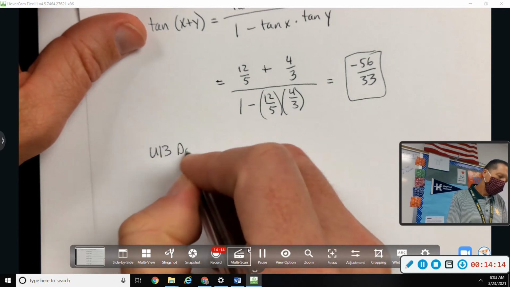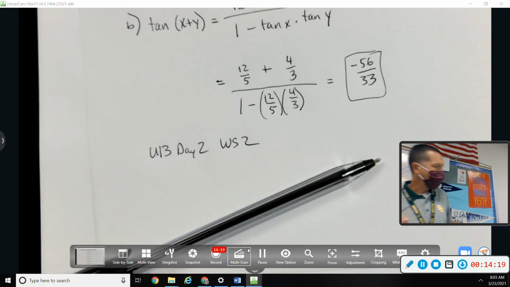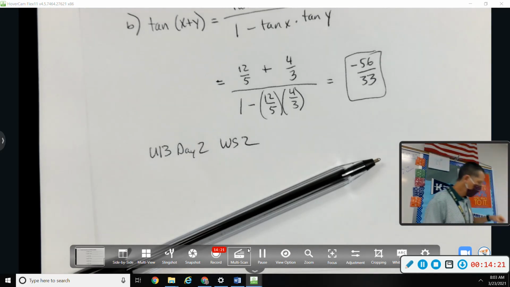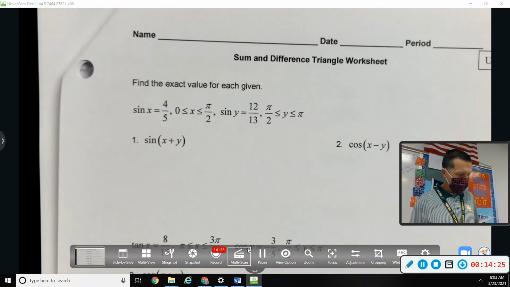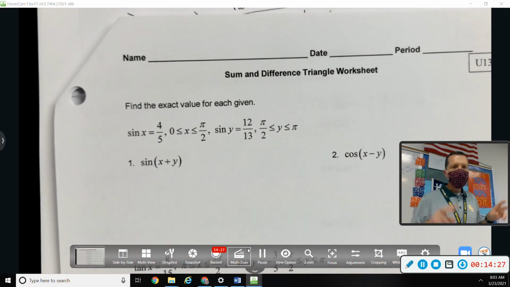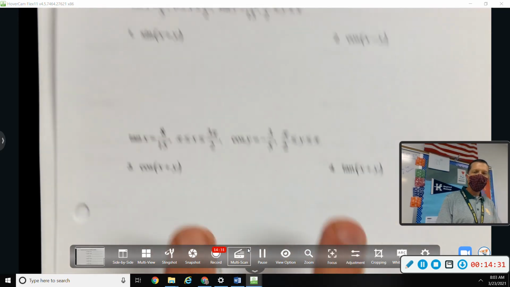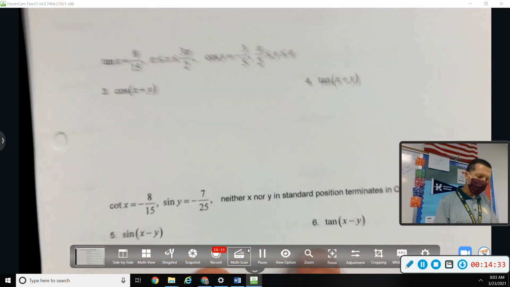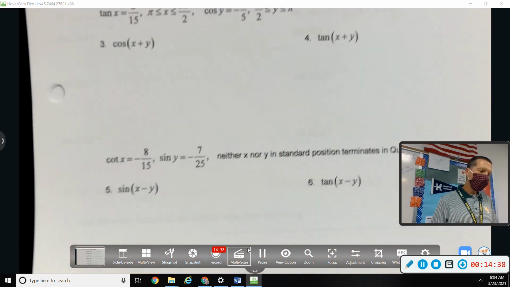Unit 13, Day 2 worksheet. Worksheet 2 is the one for today. So you've got the packet already. I don't think there's any special instructions required. It's only 6 problems. Draw 2 pictures, answer 2 questions. Draw 2 pictures, answer 2 questions. Draw 2 pictures, answer 2 questions. So it should go pretty straightforward.